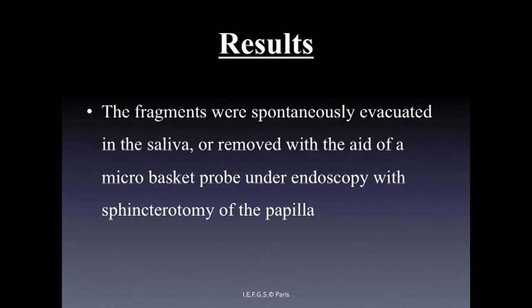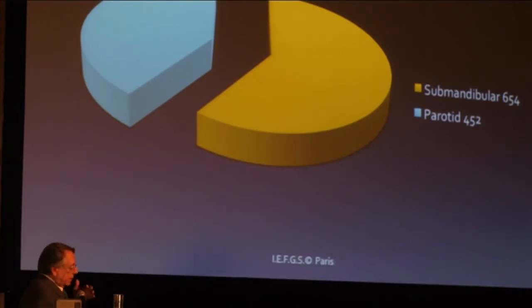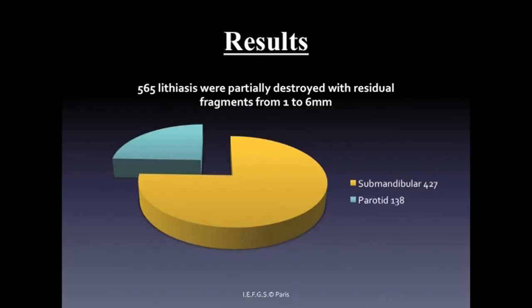So we come back with the basket probe and the endoscopy. We remove and we break totally 1,106 lithiases. That means 654 for the submandibular gland and 452 for the parotid gland. And we left inside the stone: 665 lithiases were partially destroyed. That means we leave small fragments inside. We leave the fragment here, and the gland is functional and working. And we see the patient once a year, once every 2 years, and make another session.